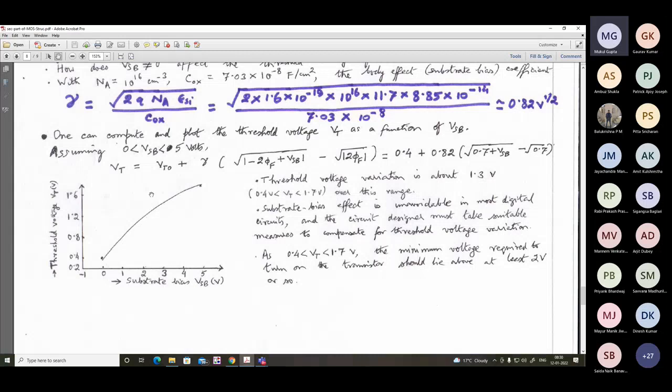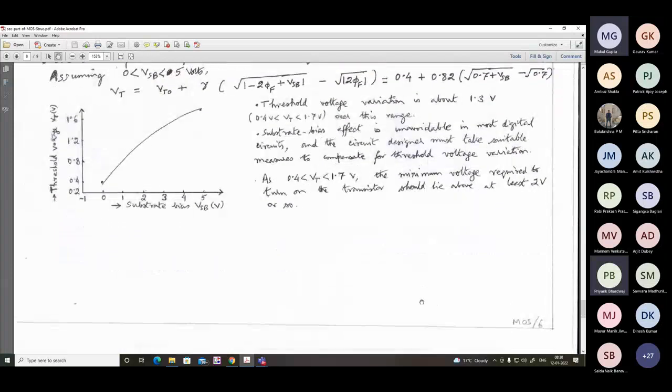Then it is needed that the minimum voltage required to turn on the topmost transistor, whose threshold voltage is say 1.7 volt, the range of voltages meant for driving those transistors should be greater than 1.7. So let us say that the minimum voltage should be 2 volt, right? That's what I'm telling.